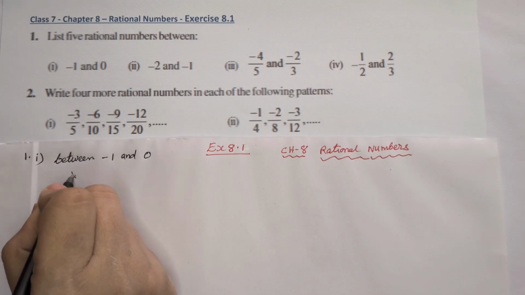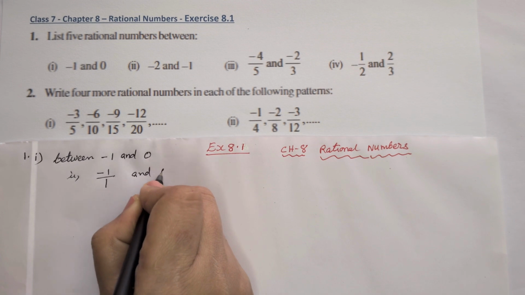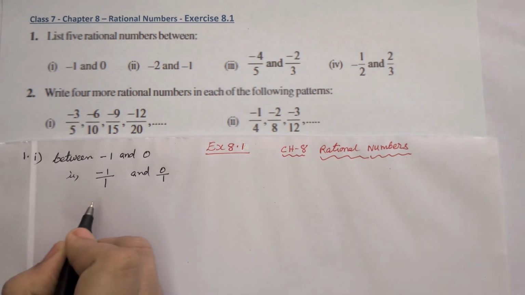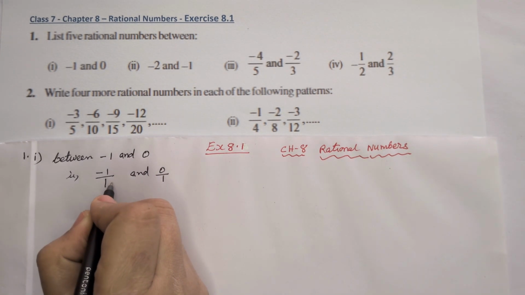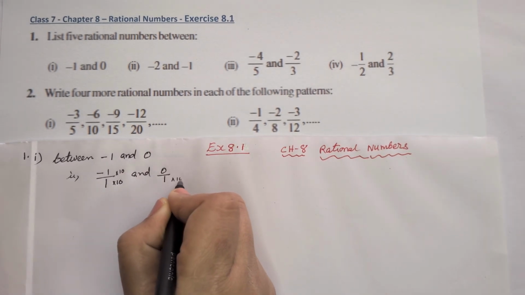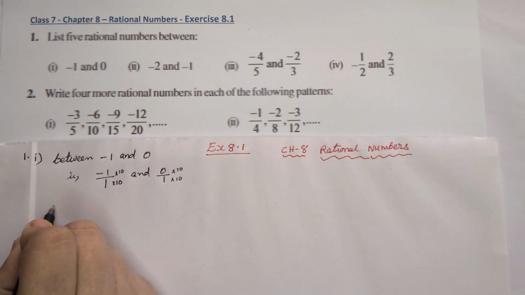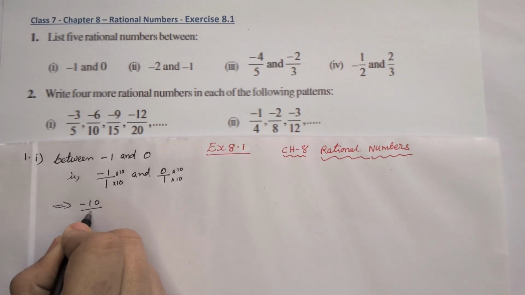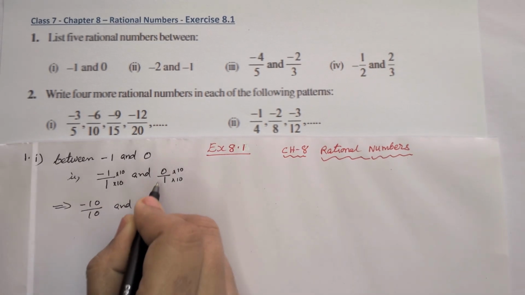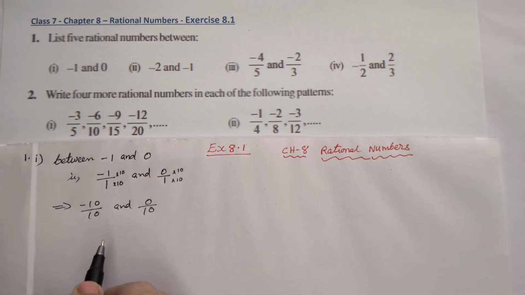So we can write -1 as -1 by 1 and 0 as 0 by 1. Then multiply numerator and denominator by 10. We are multiplying up and down with the same number, so there is no change in the value. So we are getting -10 by 10 and 0 into 10, that is 0 by 10. Now we can see that we will get 9 numbers in between -10 by 10 and 0 by 10.